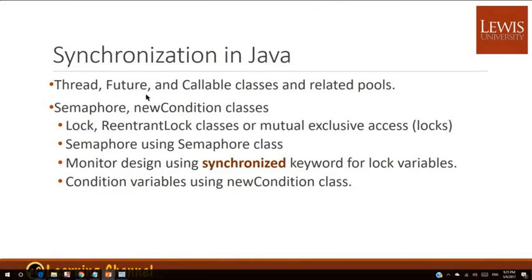Synchronization in Java: we have thread, future, and callable classes, and the related pools. And we have the semaphore class and the new condition class. Semaphore is for the normal semaphore, and new condition is for the condition variable. And we have lock and reentrant lock classes for mutual exclusion locks. We have semaphore using the semaphore class, monitor design using the synchronized keyword for lock variables, and condition variable using the new condition class. So apparently, most of the mechanisms are implemented in Java.